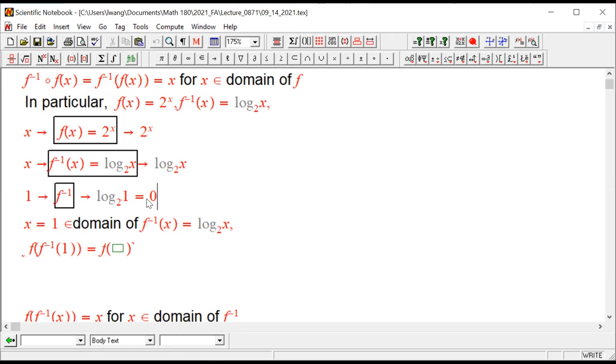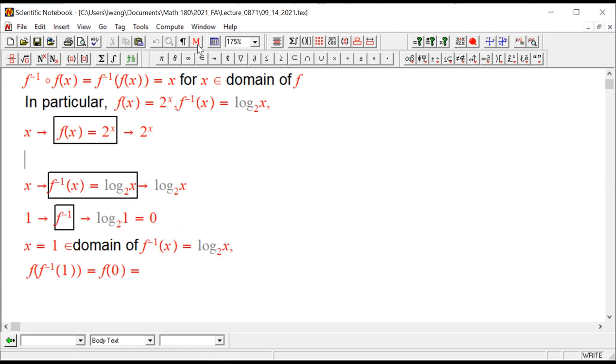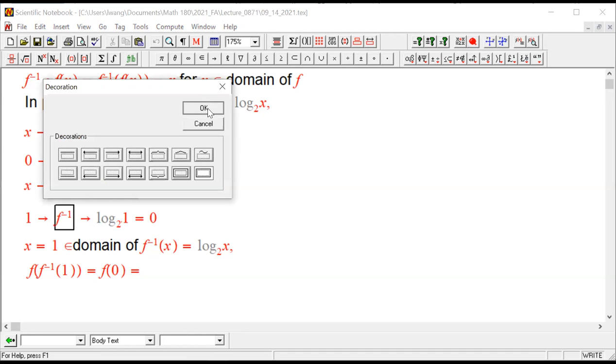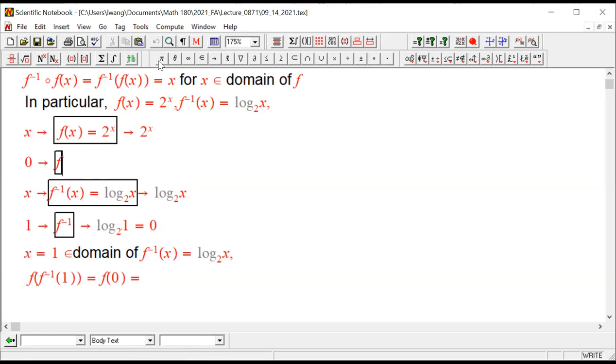We plot this point, right? Look at the table we plotted. So this is going to be 0. Now, what is F of 0? For F of 0, we're going to use the other machine, the F machine. And the F machine is going to give you 2 to the power 0, isn't it? What's 2 to the power 0?